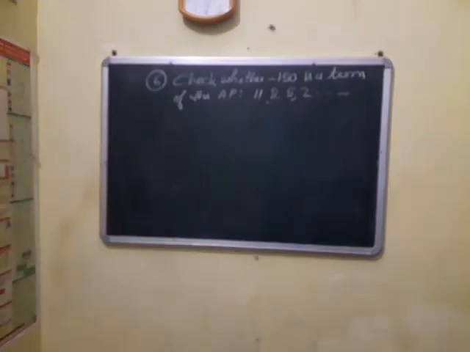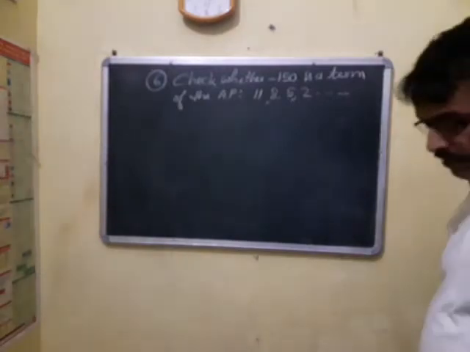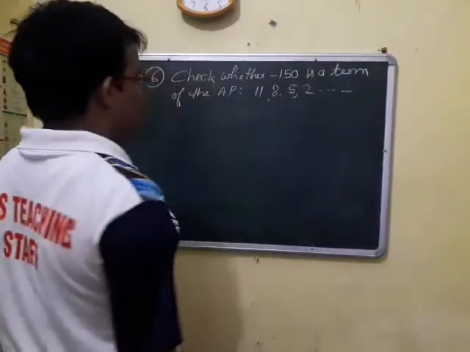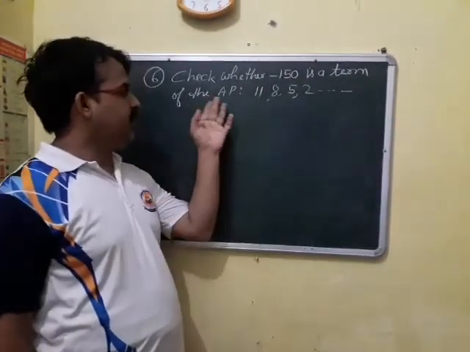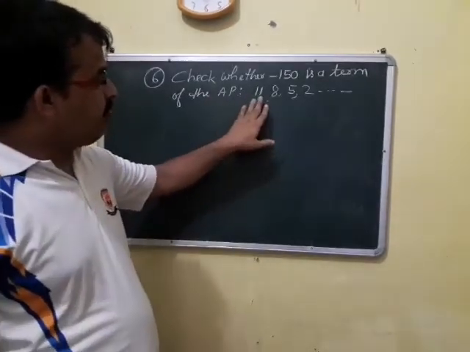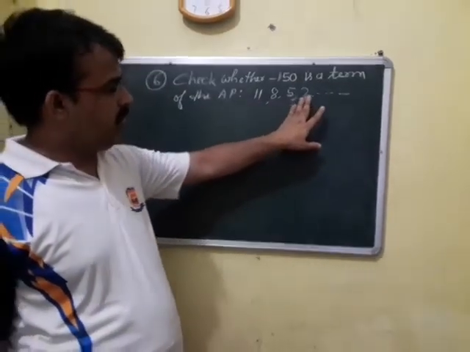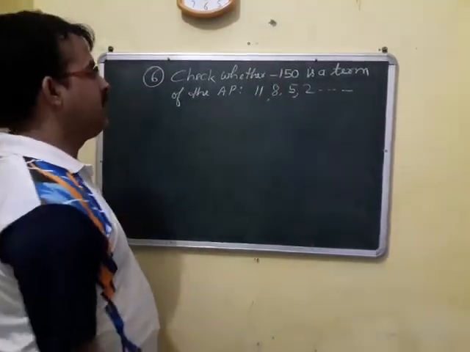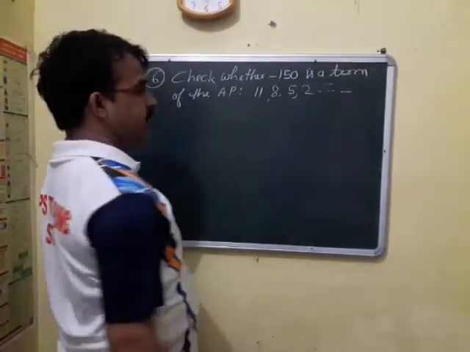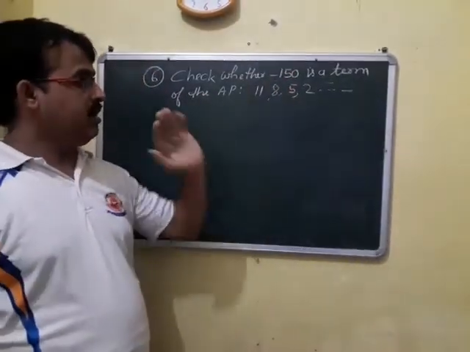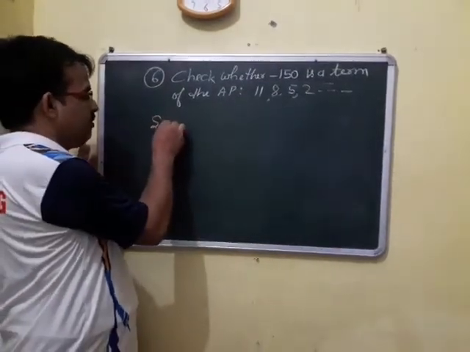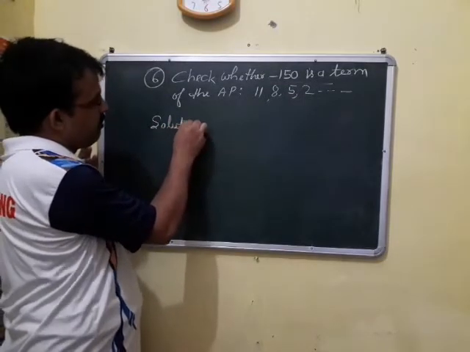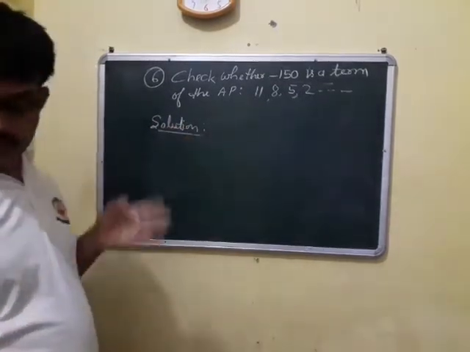Clear? Now we discuss your sixth question in arithmetic progression. Here is given: check whether minus 150 is a term of the AP 11, 8, 5, 2. We have to check whether this is a term of this arithmetic progression, otherwise not. So solve here, find n. We find n here. Clear?